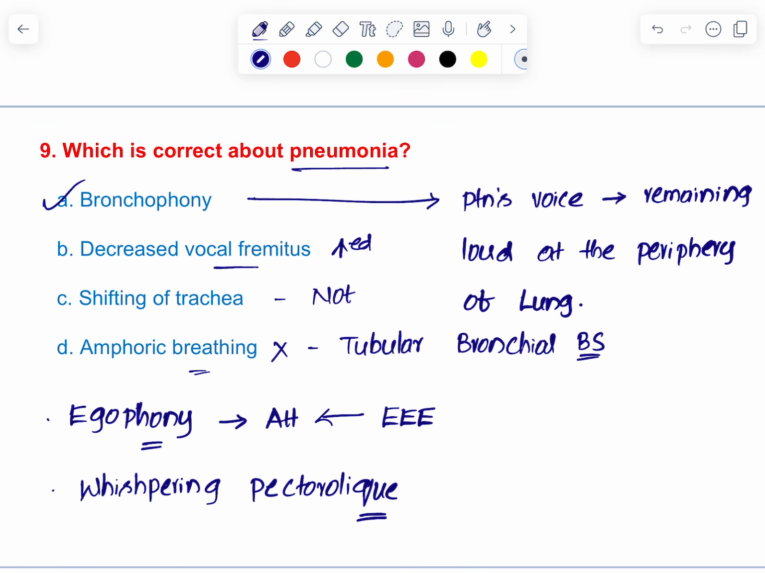Vocal fremitus is increased, and vocal resonance is also increased in these patients. The trachea is central in position, not shifted. Amphoric breathing will not be there; the tubular type of bronchial breath sounds is what is present. All right, next question.